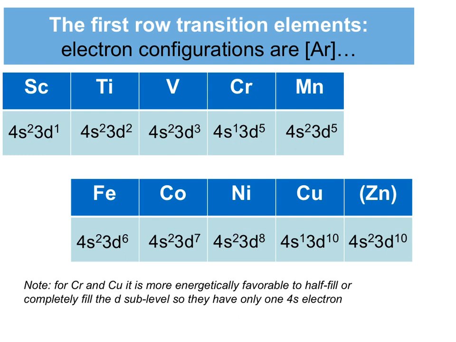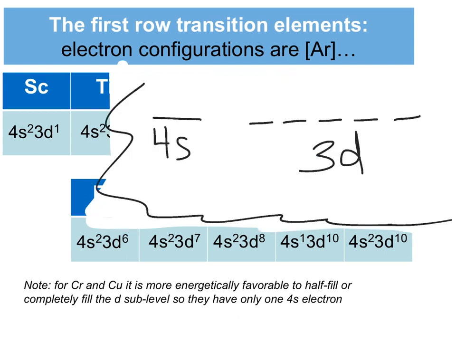So 4s2 3d1 would be our first transition metal, and then we fill that d block halfway when we reach manganese and all the way when we reach zinc. So this would be our different electron configurations for our 10 transition metals.